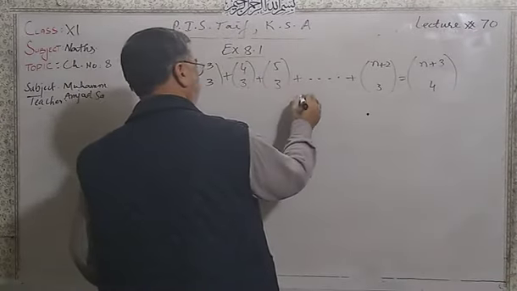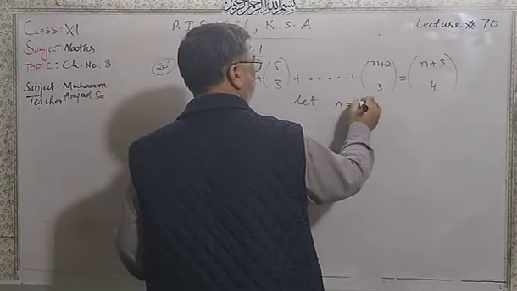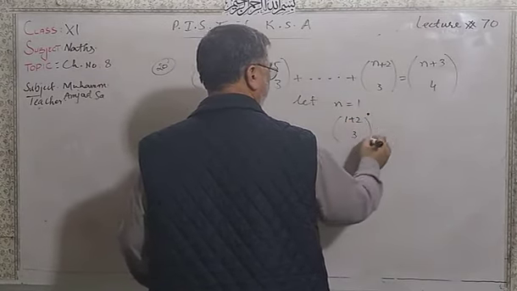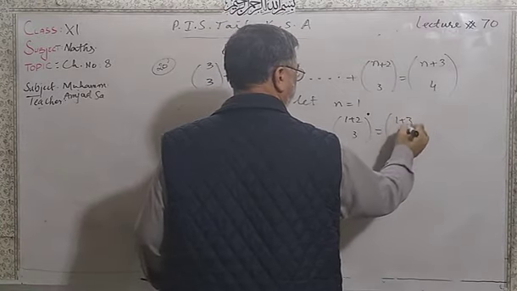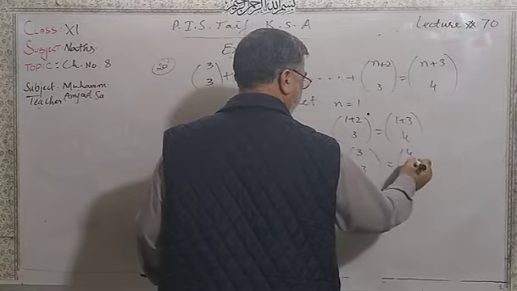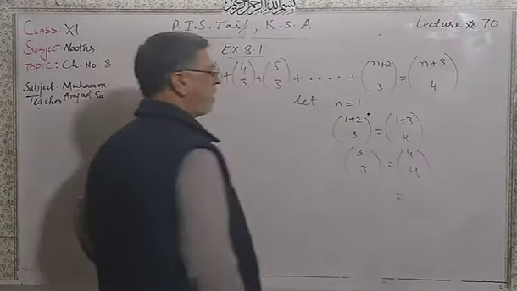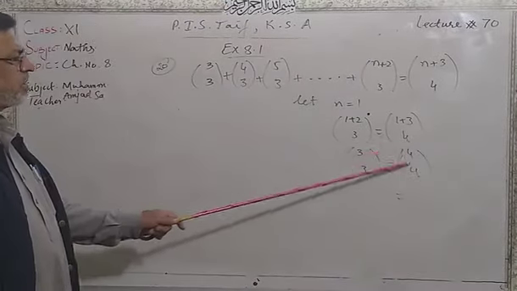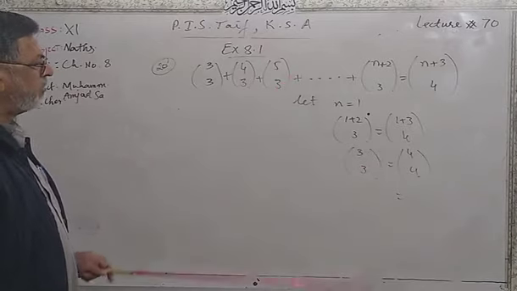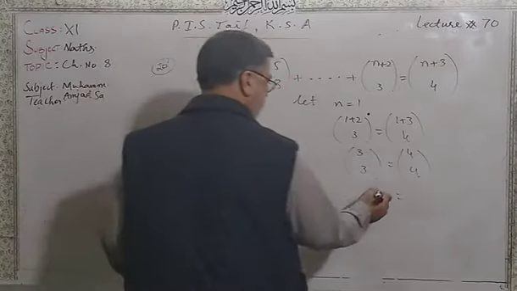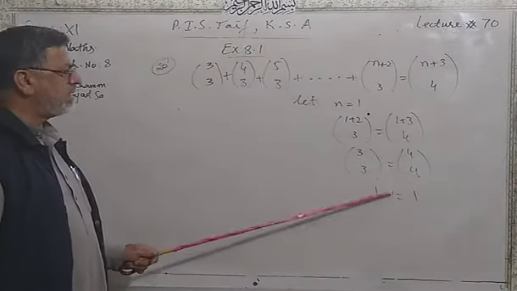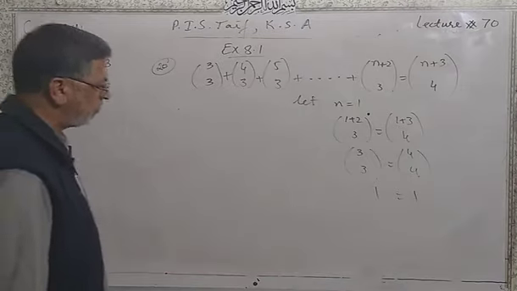Let n is equal to 1. Here is (1 plus 2)C3, that is 3C3, and (1 plus 3)C4, that is 4C4. Dear students, if you check 3C3 and 4C4 from your calculator, or even solve it manually, your answer is 1 is equal to 1. Hence left hand side is equal to right hand side for n is equal to 1.